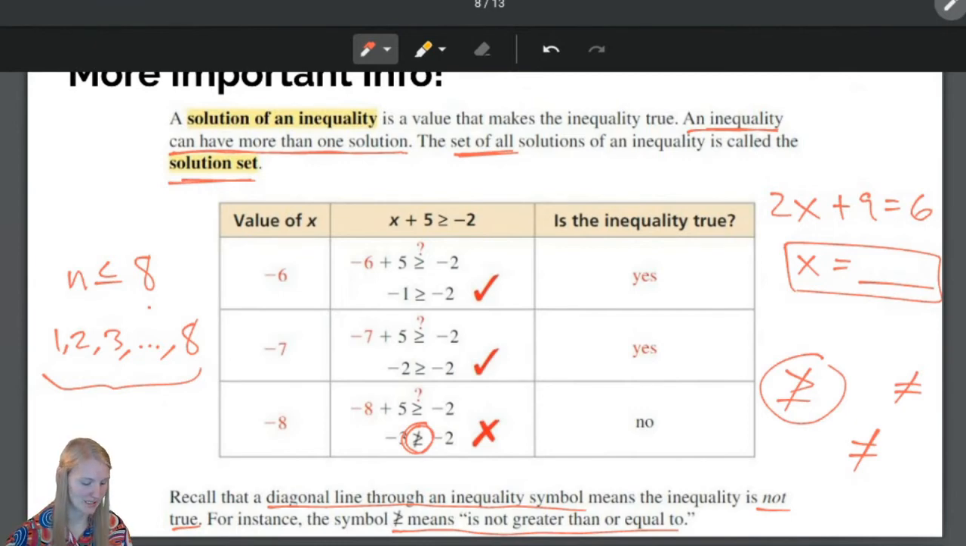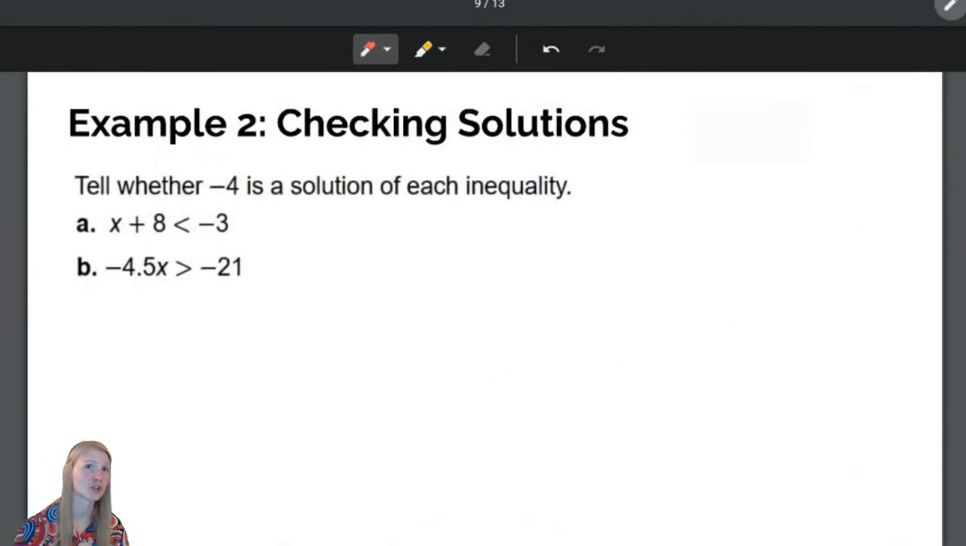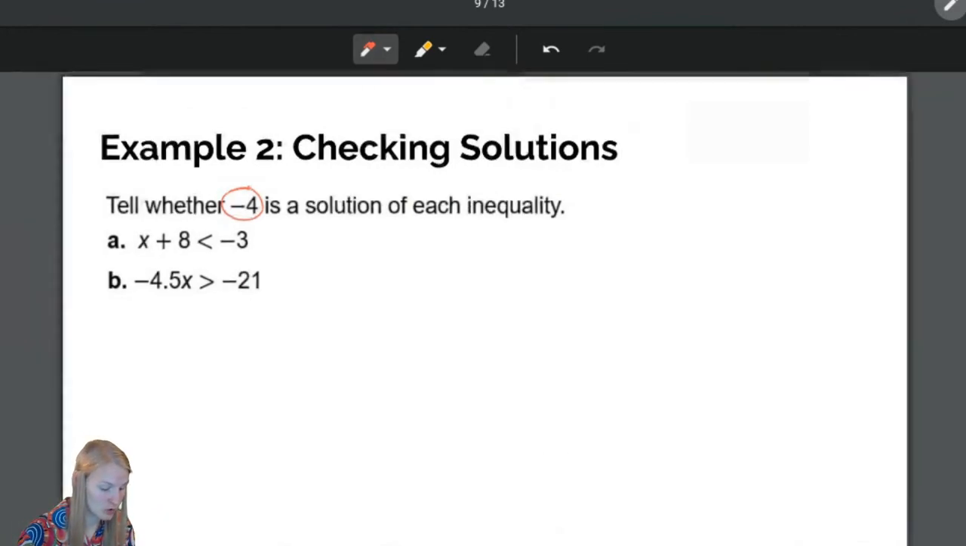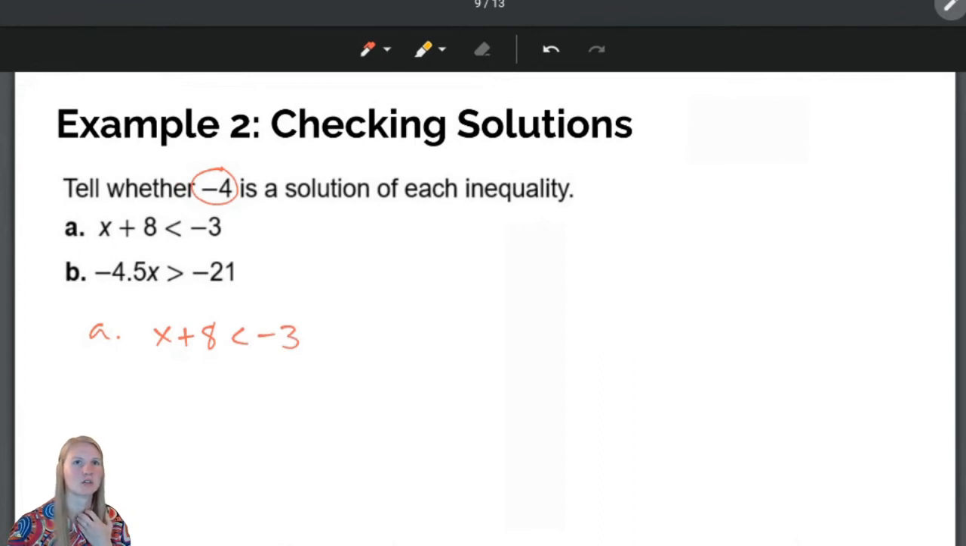Alrighty, let's move on to our second example, checking solutions. We want to know whether -4 is a solution to this inequality or to this inequality. The way that we do that is we just have to check and see. So let's do A first. A, x plus 8 is less than -3. So, is -4 a solution?